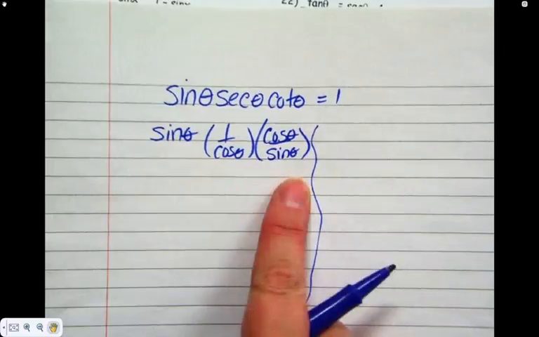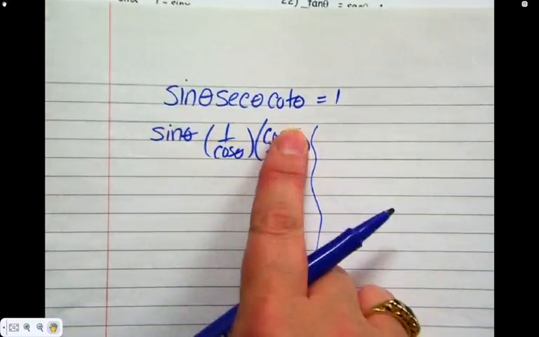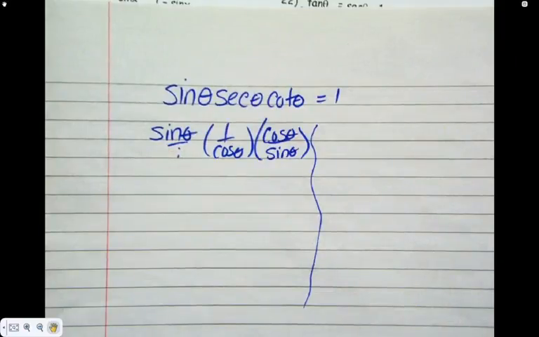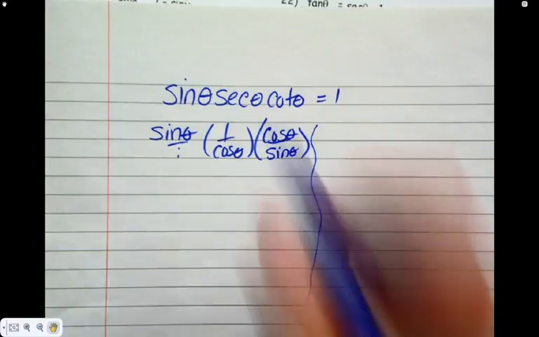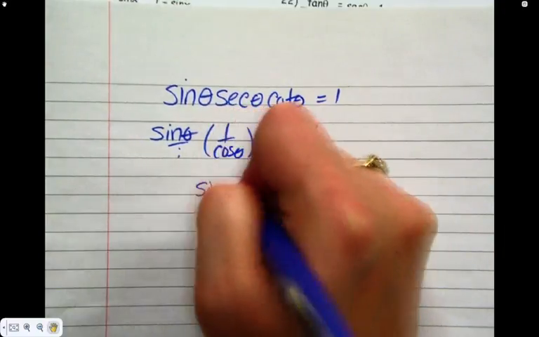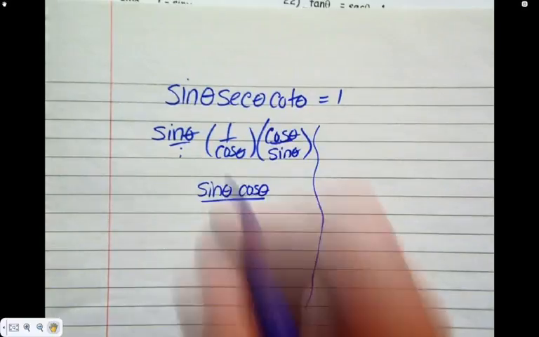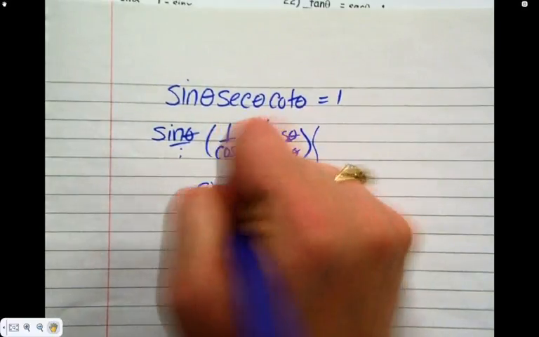This is all multiplication. So I'm going to multiply top times top times top, bottom times bottom times bottom. Little imaginary one under the sine. Sine times 1 times cos. Sine cos, I'm just going to smush them together. On the bottom I have 1 times cos times sine. Cosine, and I'm just going to write it the other way, sine cos.